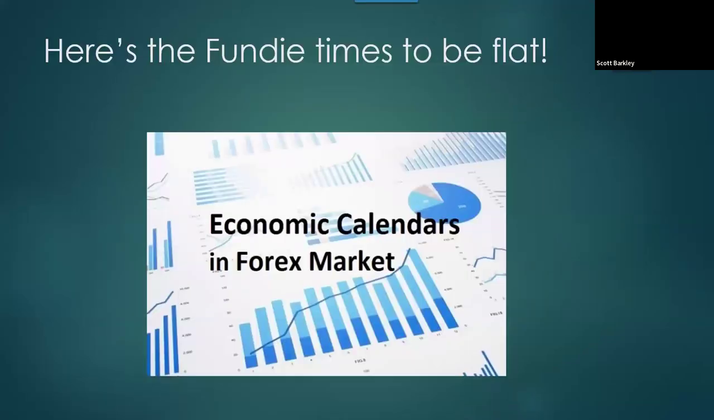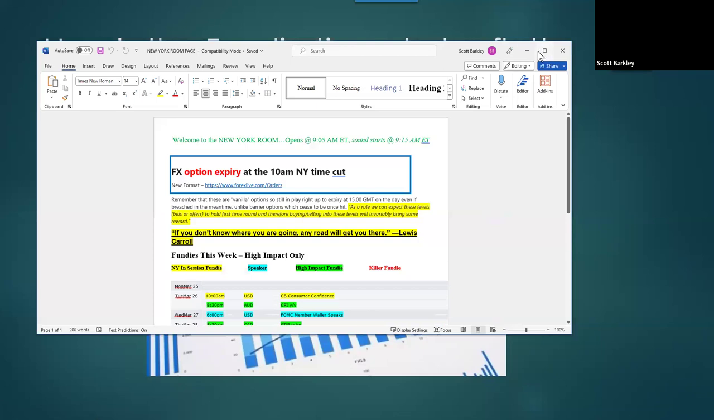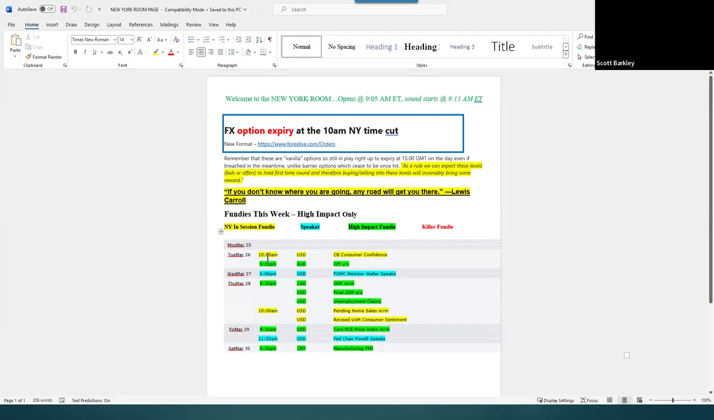So here's the fundy times we need to be aware of this week. So let me pull this over here. And here we go. All right, nothing today, as you can see. But tomorrow morning, we have CB Consumer Confidence. We also have on Thursday, pending home sales and revised University of Michigan consumer sentiment. Those will both be in the New York session.